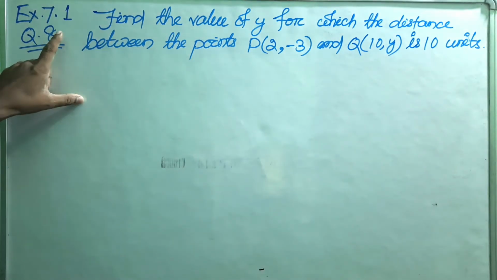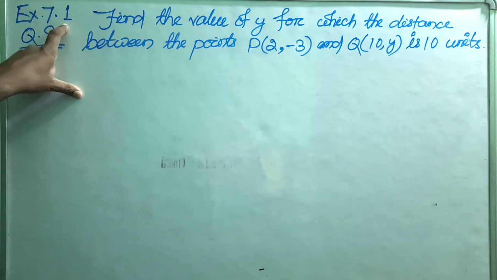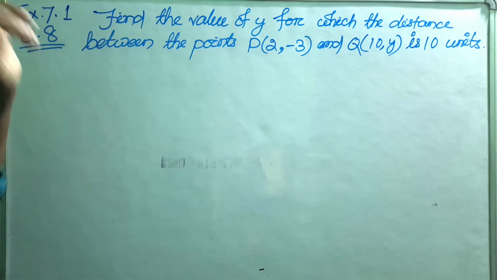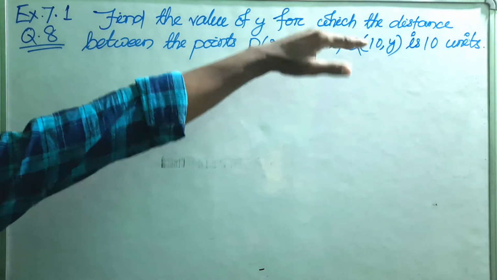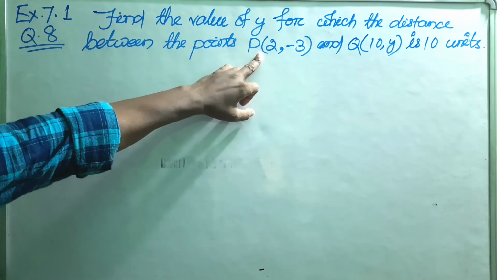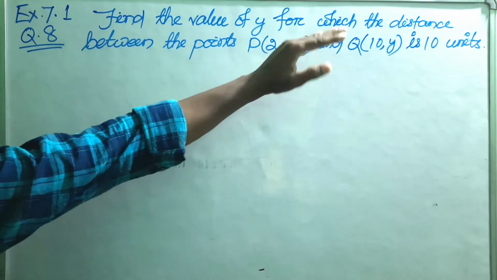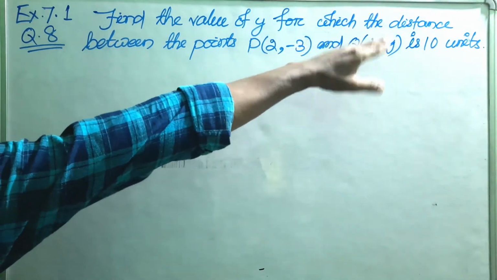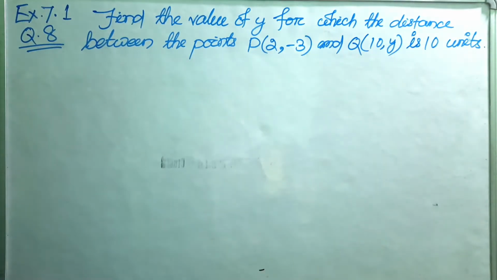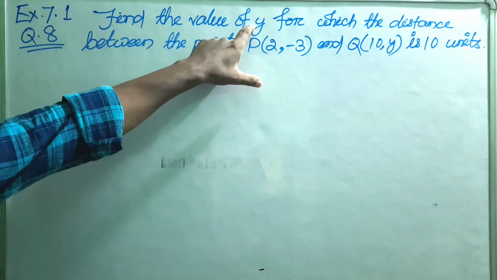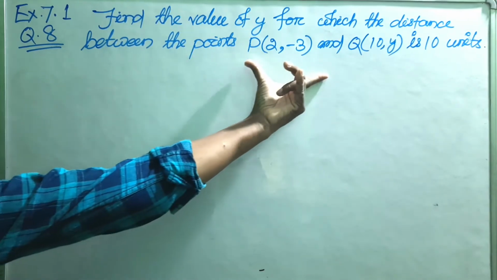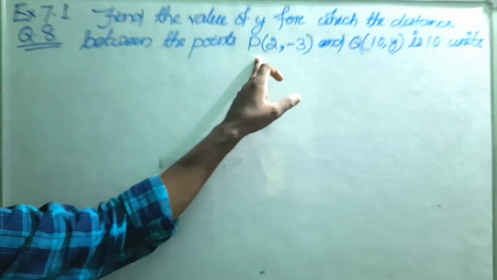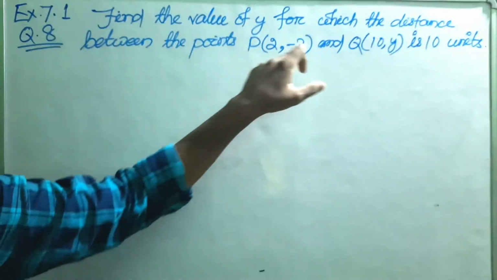Today we will solve question number 8 of exercise 7.1 from chapter 7, CBSE class 10 math. Now the question is, find the value of y for which the distance between the points P whose coordinates are (2, -3) and Q whose coordinates are (10, y) is 10 units. That means the distance between these 2 points is 10.